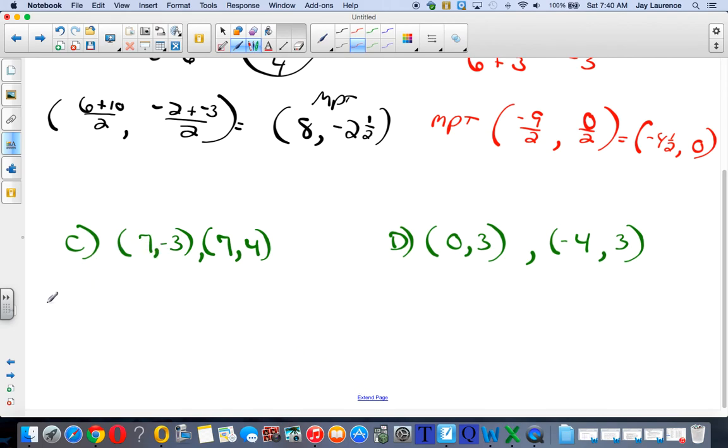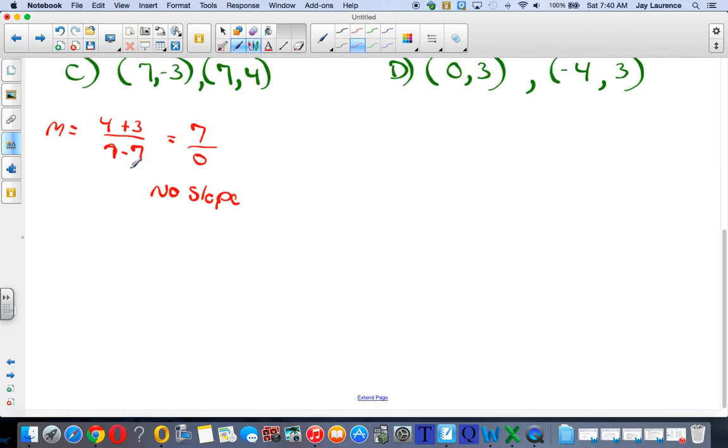And so for the slope, I'm going to subtract the x's. So I'm going to get 4 plus 3, which is going to be 7. I'm going to subtract, oh, I'm sorry, that's subtracting the y's. Then I'm going to subtract the x's, and I'm going to get 0. And I'm going to get no slope because I'm not allowed to divide by 0. You could tell me the slope is undefined. That would be acceptable too.